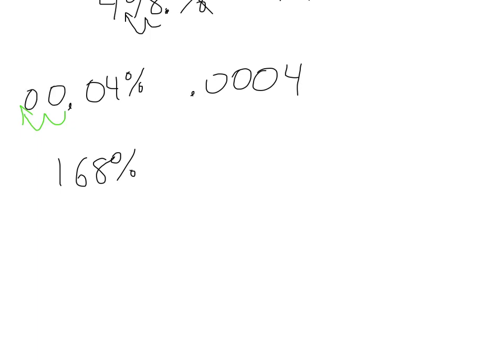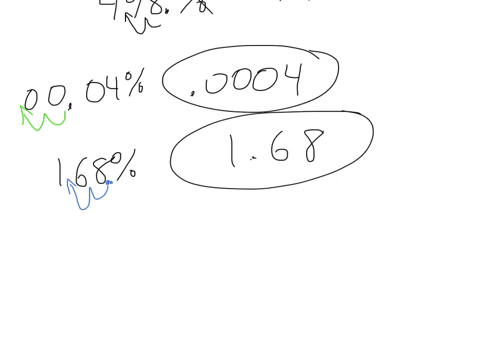Now, this one right here, 168%, the invisible decimal's right there. Move it 2 places to the left, and I'm left with 1.68. You're done.